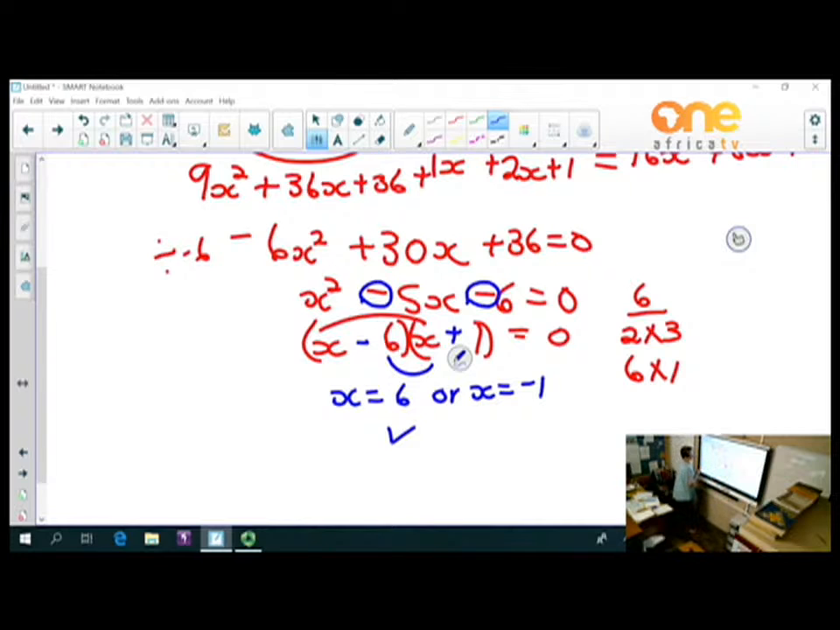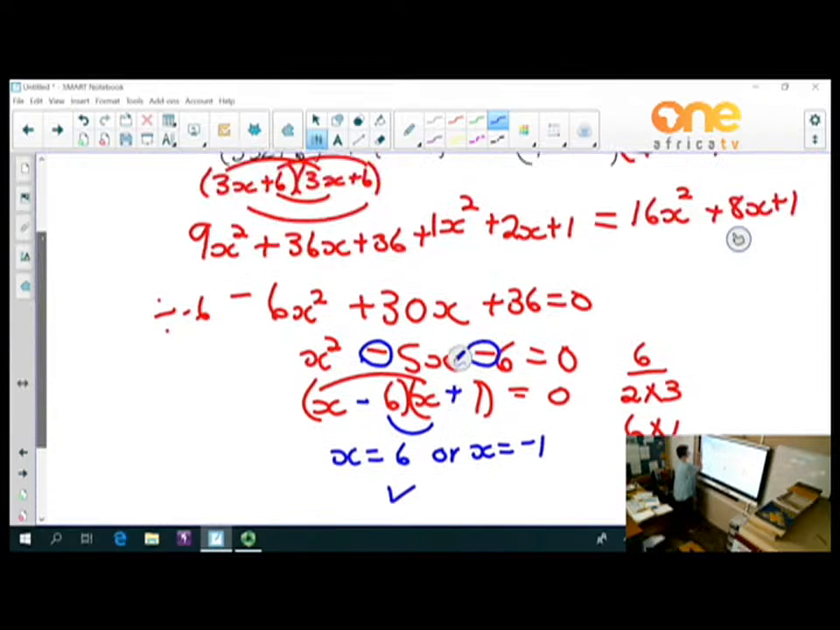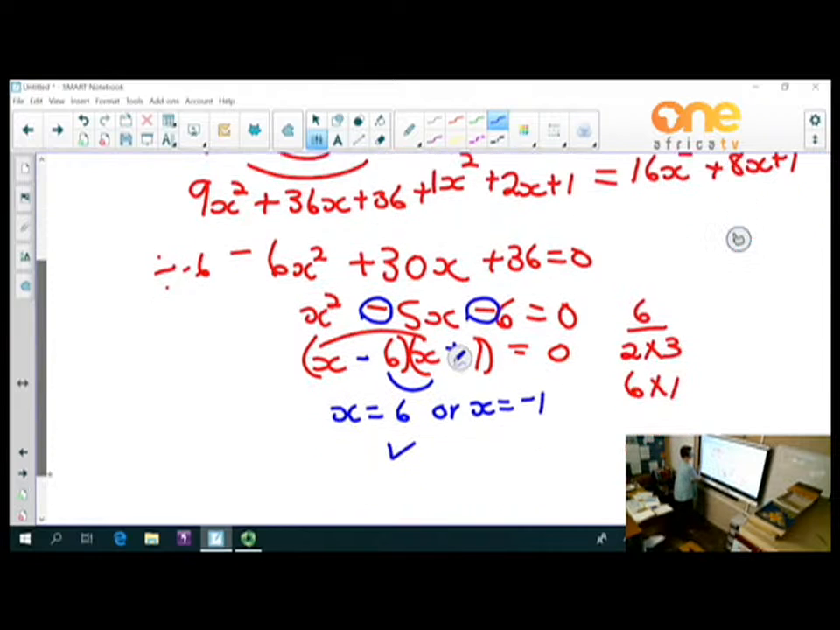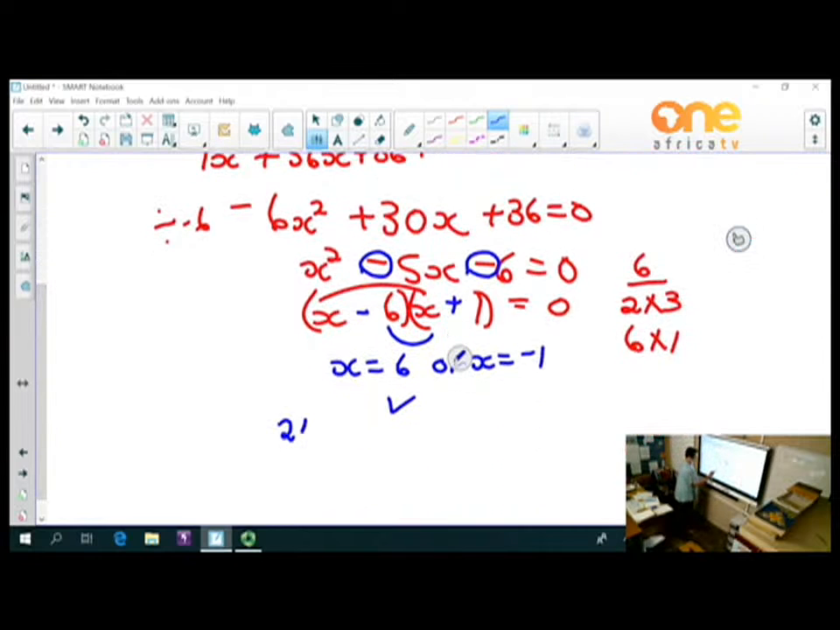And now we can finally find the area. So if we go back now to these sides, now what is area? We said area is half base times height. So we need to use the base and the height, these two. If you put the 6 now in there, 3 times 6 is 18 plus 6 is 24. So the one side is 24 and the other one is x + 1, which is 7.